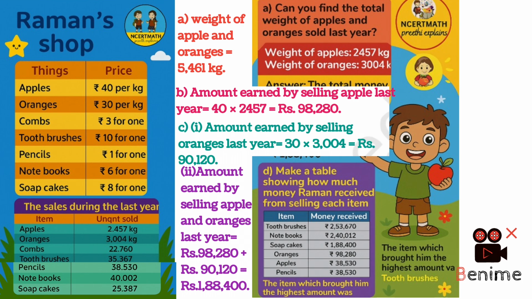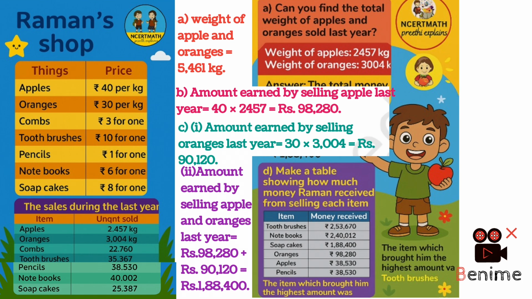Okay, so the total money Raman got by selling apples is nothing but we have to perform the multiplication operation of the total weight of the apples sold last year, which is 2457 kg, and the apple price per kg is 40. We have to perform the multiplication of both these numbers and the result value will be 98,280 rupees.